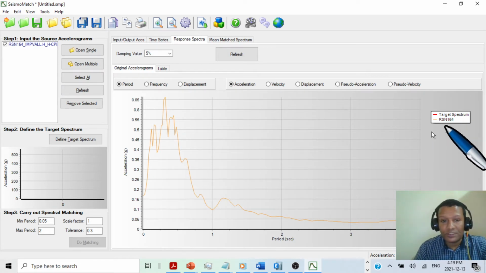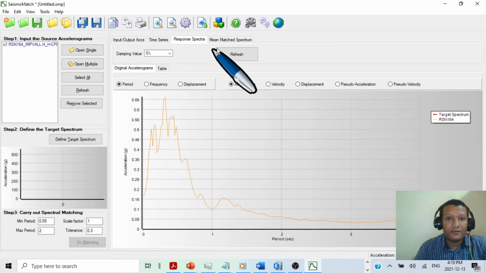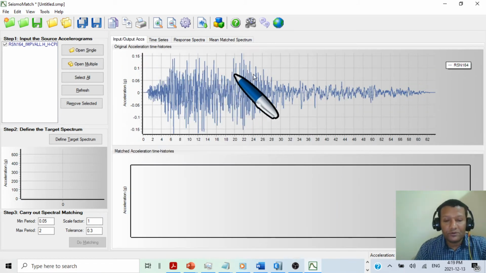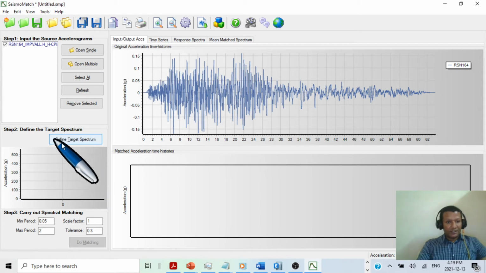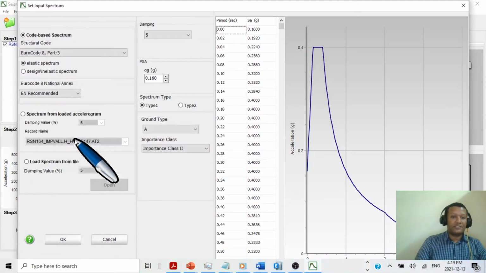This is RSN 164. The mean we don't have now, because we have to play. So once we know this, we see that the peak acceleration is 0.16, so this is what we see. After that we have to define our target spectrum.